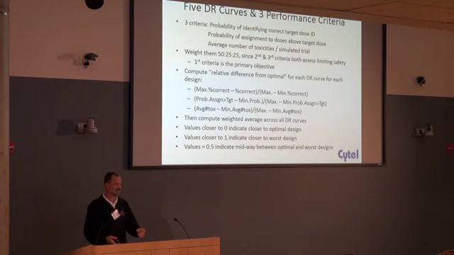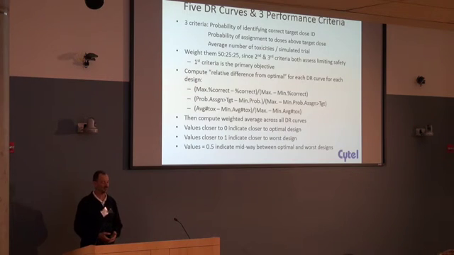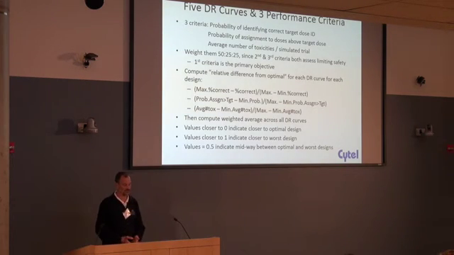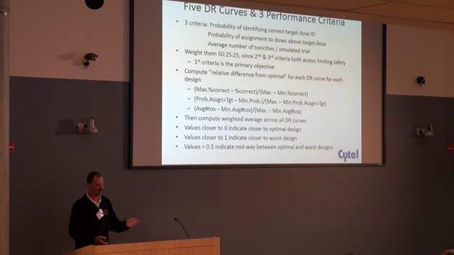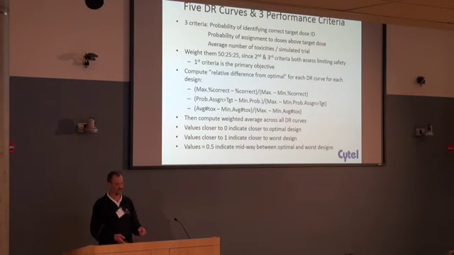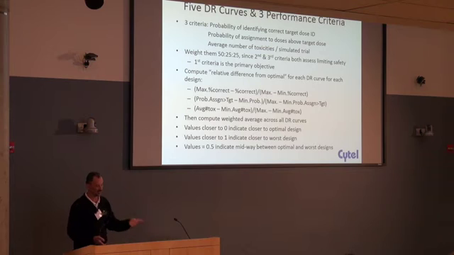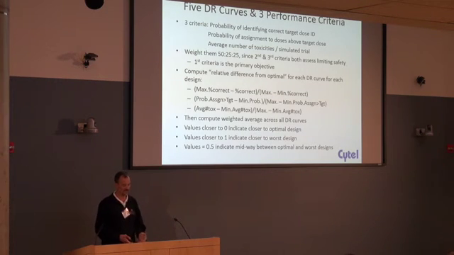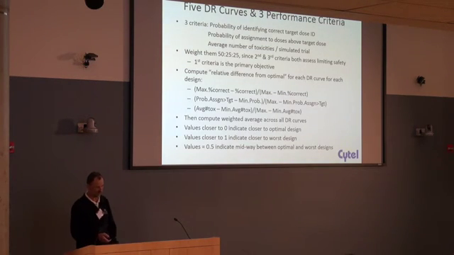And then I did the same thing for each of the safety criteria, but in that case, it's the difference above the minimum. Now, then I computed the weighted average across all dose response curves, and values close to 0 indicate closer to optimal, and values closer to 1 indicate the worst design, and values 0.5 are halfway in between.